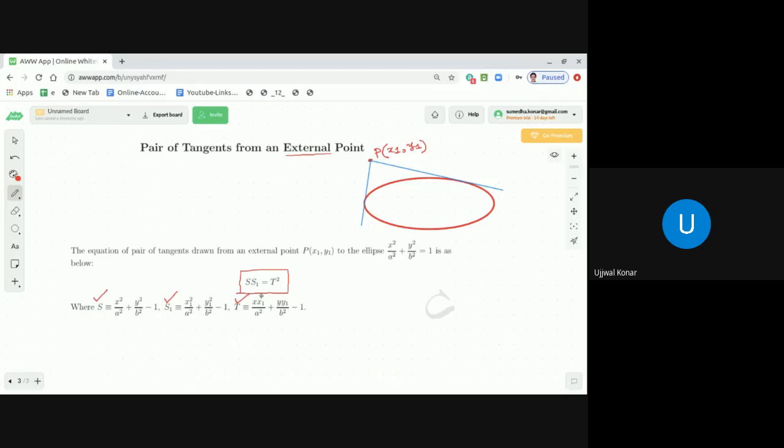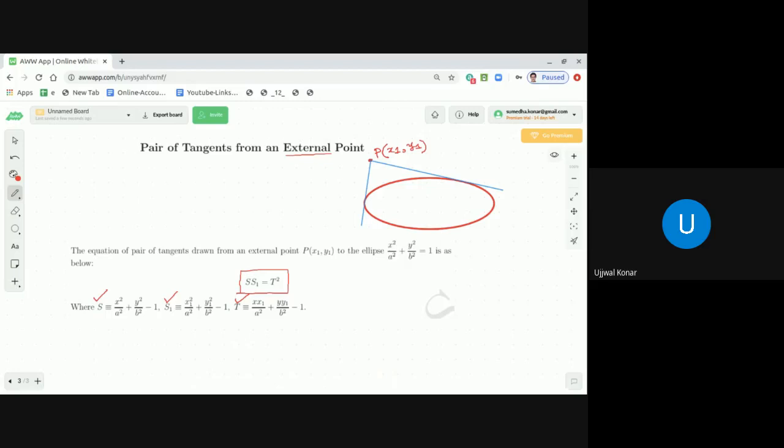Dear students, here we should not get confused with the tangent T. If you look at the equation x x1 by a square plus y y1 by b square minus 1 equal to 0, it is as if the point x1, y1 is on the ellipse, and this is the equation of the tangent. But here the situation is completely different, because the point x1, y1 is not on the ellipse. It is outside the ellipse. Then you may ask, sir, why did you write T square? It is just written so that you can easily remember.